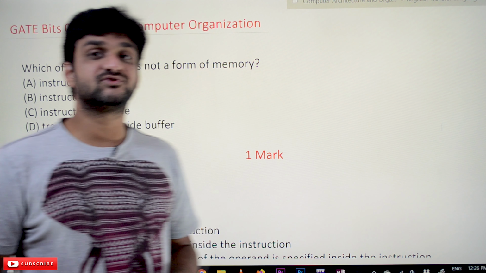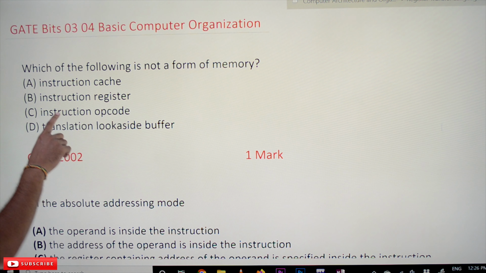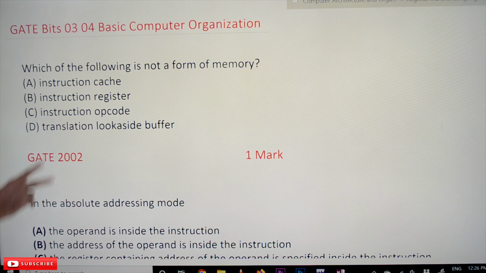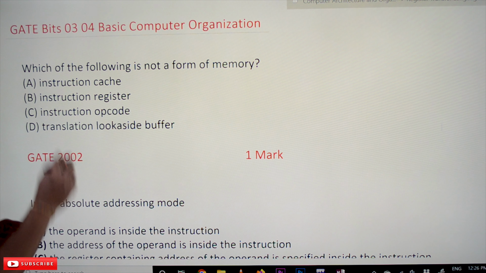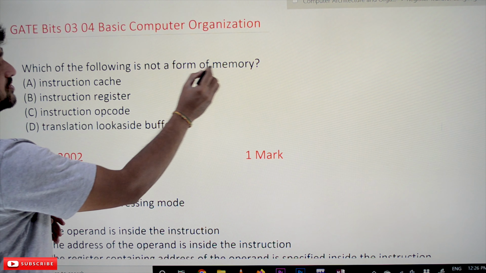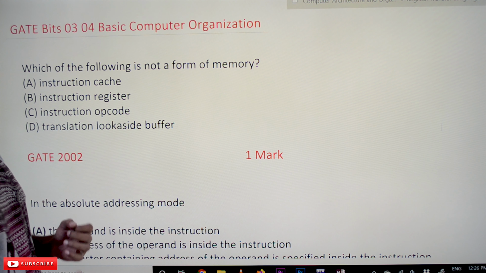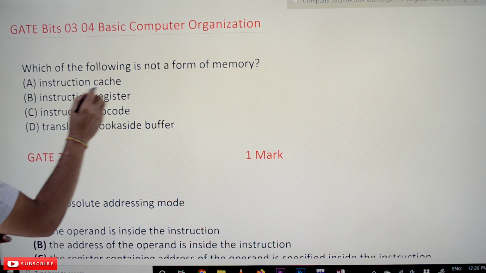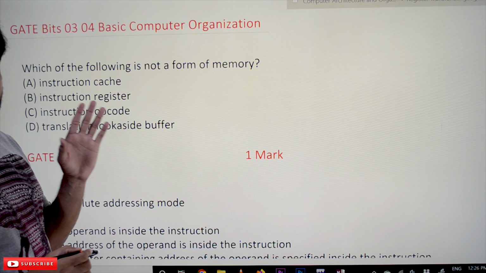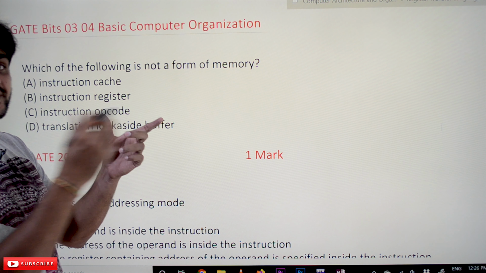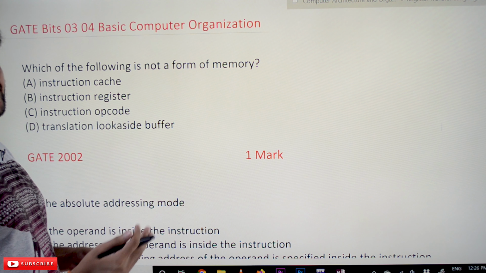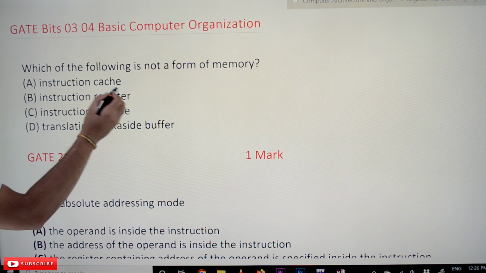Now coming to this class, we'll try to understand the GATE bit. Two GATE bits we are going to solve in this video. Which of the following is not a form of memory? Among these options, which of the following is not a memory? The first one is instruction cache. Instruction cache is a memory where the frequently used instructions get stored. So it is a memory.